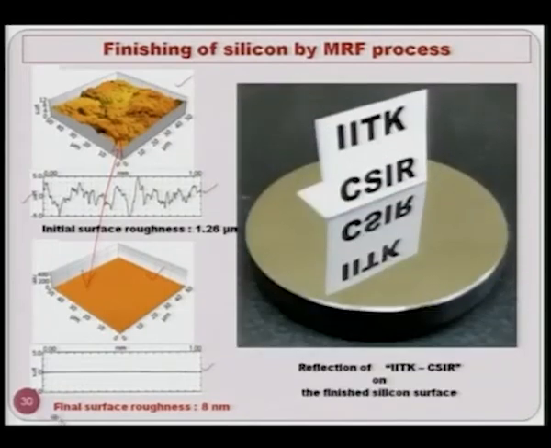And this is an interesting picture. This is the surface that has been finished with 8 nanometer, and we took the two letters written on a piece of paper, IIT and CSIR, and you can clearly see the mirror reflection of these letters.